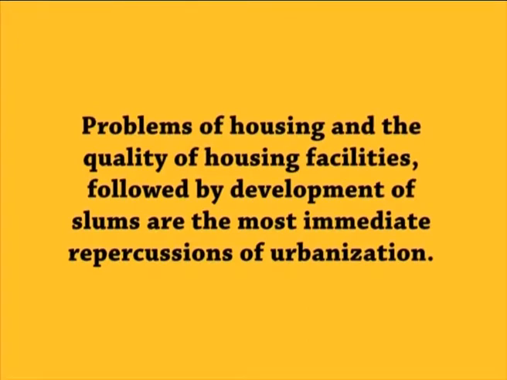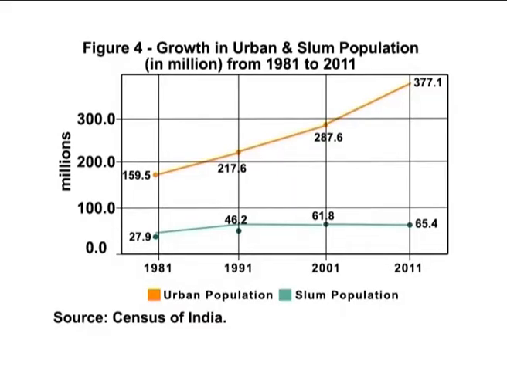For them, shifting to urban areas implies adaptation to technological advancements, taking advantage by getting jobs and skill-based industrializations, economic development and the like. Problems of housing and the quality of housing facilities, followed by development of slums, are the most immediate repercussions of urbanization. In addition, the density of population in urban areas is increasing, posing big threats to socio-cultural stability, as quoted by many good researchers and thinkers.